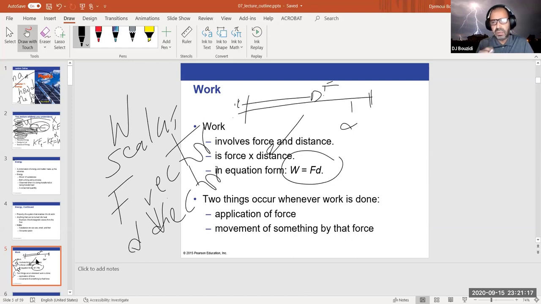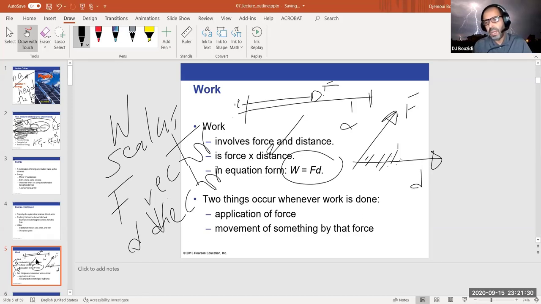Okay. In general, if the force is not in the same direction, you take the components of the force. So this is D, this is the force, and you take this component only of the force. You don't take the entire value of the force. You take its component along the direction, and that's basically how you find the work. For example, a force that is perpendicular to the direction has no component in here, so it should have no work. Okay, the work is zero in that case. So it's really the component of the force along the displacement.